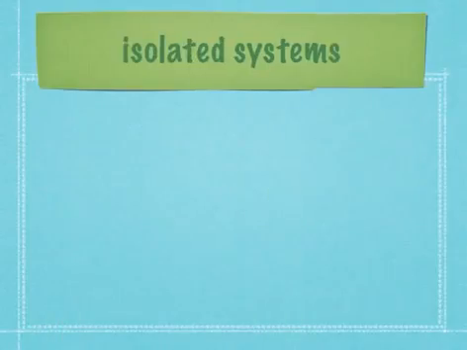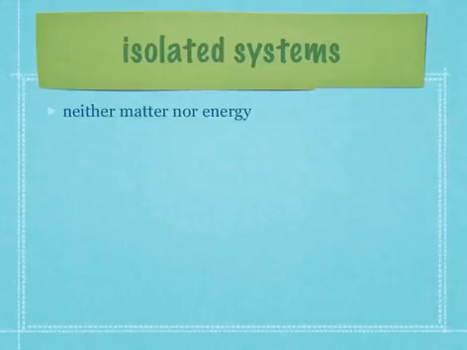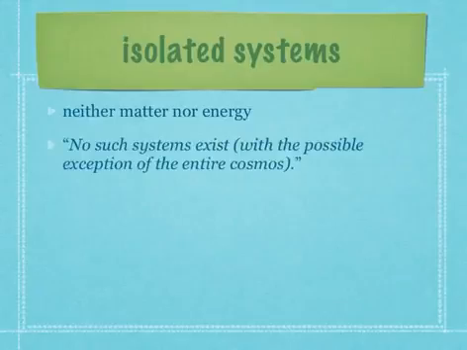The last idea we have is an isolated system. In here, neither energy nor matter is exchanged across the system. These definitely do not exist naturally, but it's possible to think of the entire cosmos this way. And this is what the IB says: "no such systems exist, with the possible exception of the entire cosmos." When I have full IB quotes in here, I try to put them in quotes and in italics.